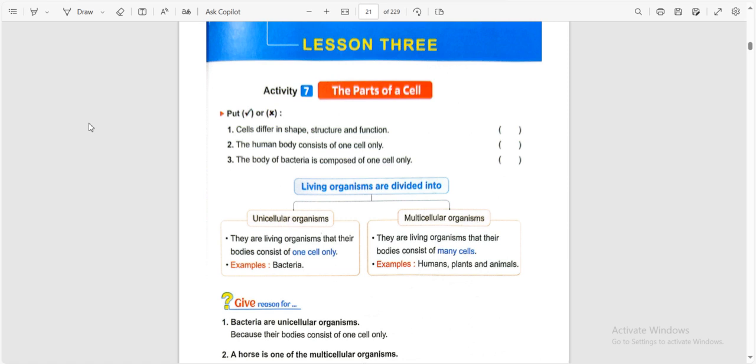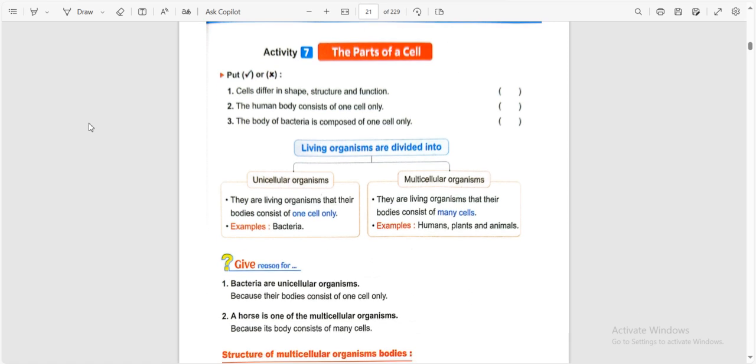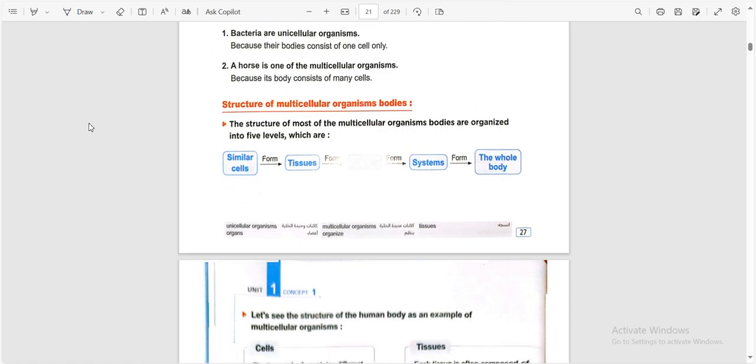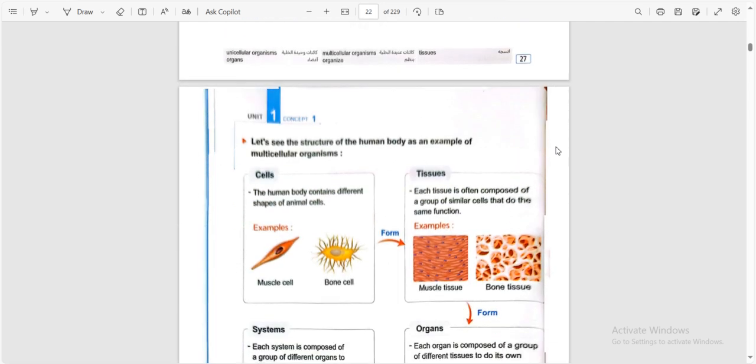We get to know that the cell has its own parts inside of it, and that each part of those has its own function to do. Well, we know that each group of similar cells makes up tissues, and tissues make up organs, and then organs make up systems, and the systems make up a whole body. For example, any group of similar cells make up tissues.